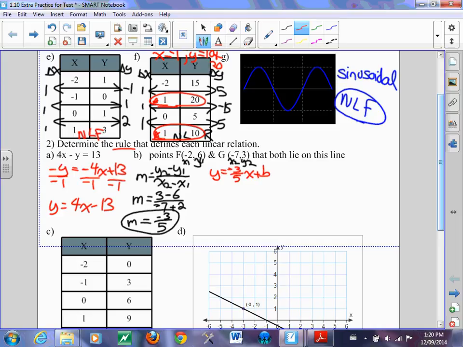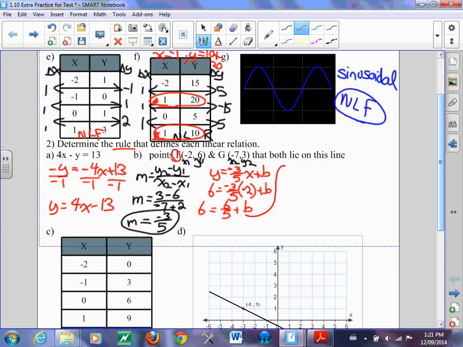Then we're going to use an ordered pair to sub in. I'm going to use f because it's got smaller numbers. So I'll sub in, instead of y, a 6 equals negative 3/5, and instead of x, I'm going to put negative 2, plus b. So what do I end up with? 6 equals negative 3 times negative 2 is positive 6, so we've got 6/5 plus b.